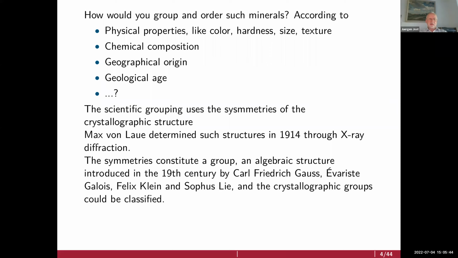Now, you know what the structure at the atomic or molecular scale looks like, and then still you need to organize it. And it turns out that the symmetries of this structure constitute a group, which is an algebraic structure that had already been introduced in the 19th century by important mathematicians like Carl Friedrich Gauss, Évariste Galois, and Felix Klein and Sophus Lie. And the latter in particular looked at symmetry groups, and the particular groups that occur for crystallographic structures could then be classified.